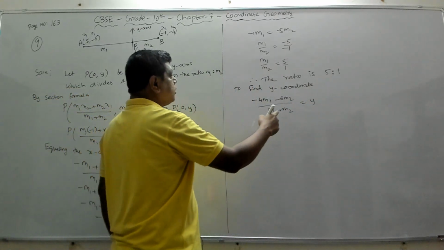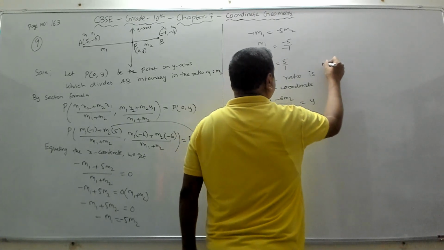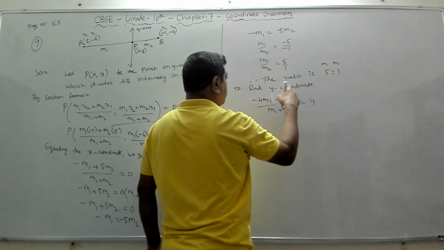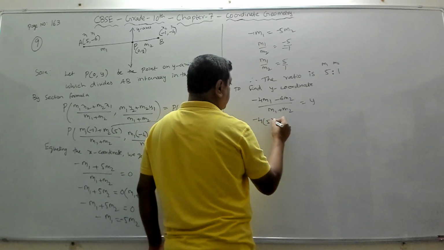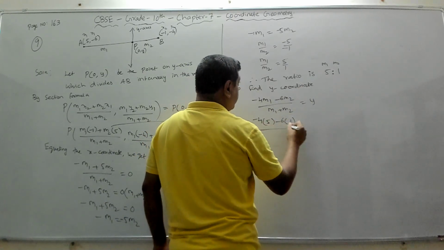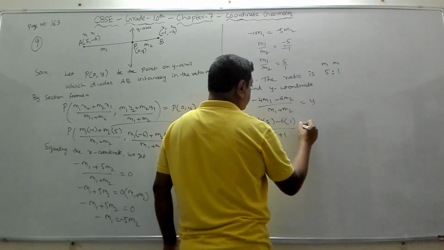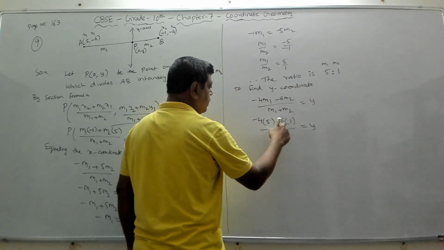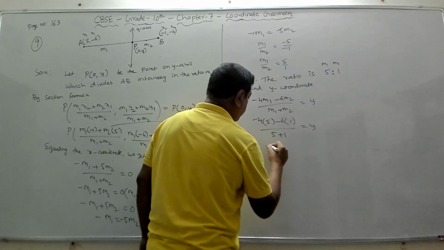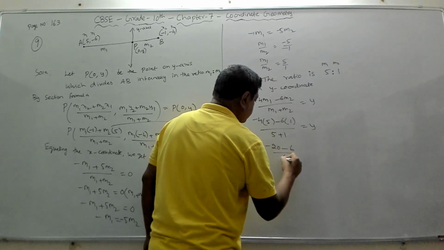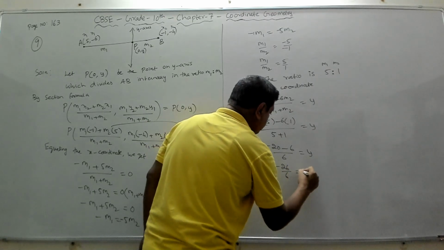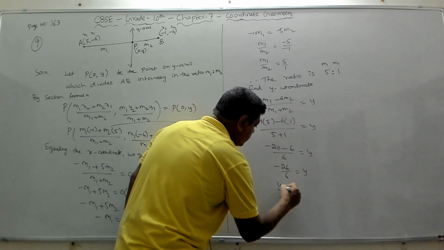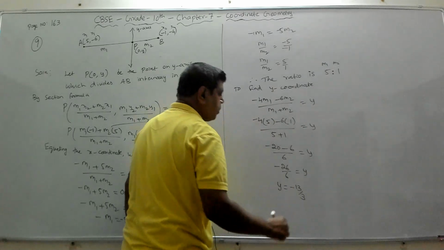Now let's substitute our m1, m2. This is m1, this is m2. Let's substitute m1 as 5. So you get 4 into m1 is 5, minus 6 into m2 is 1, by m1 plus m2, 5 plus 1. That is your y coordinate. So we get 20 minus 6, that is minus 20 minus 6 by 6. So minus 26 by 6, that is equal to y. If you cancel this, you will get y is equal to minus 13 by 3.